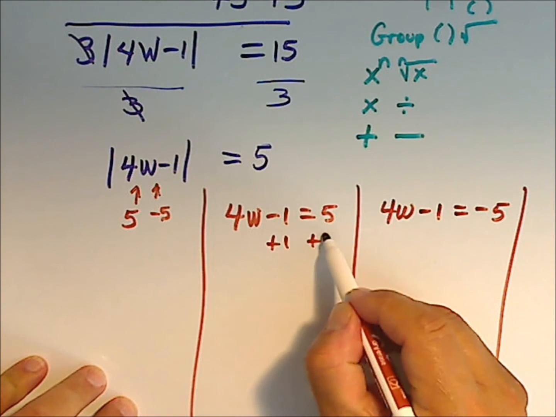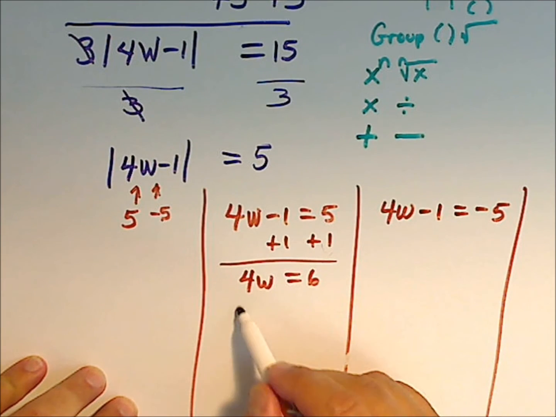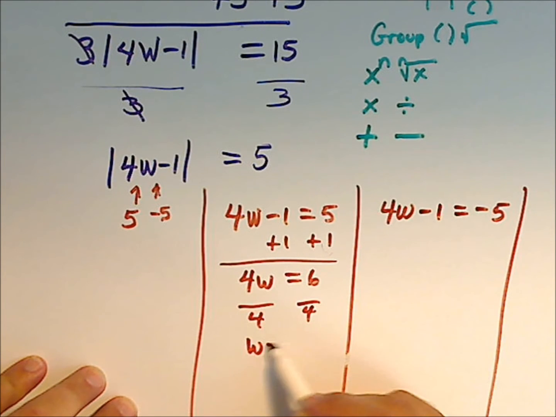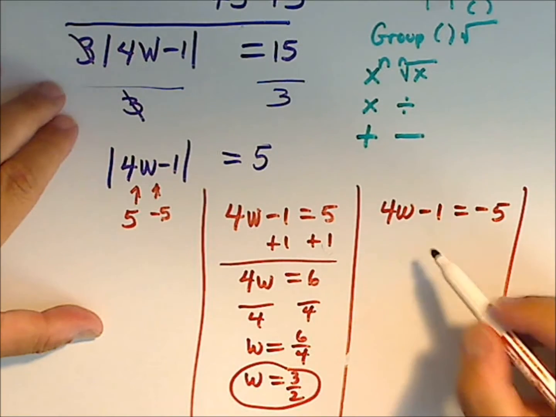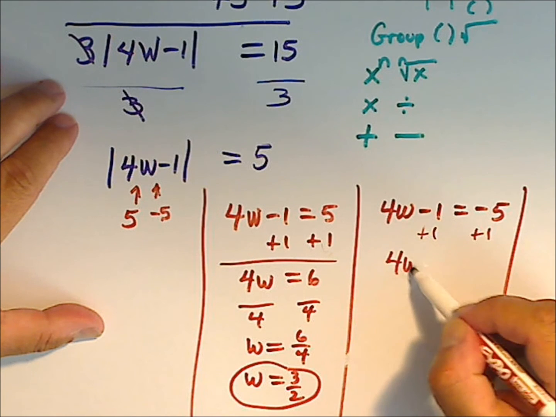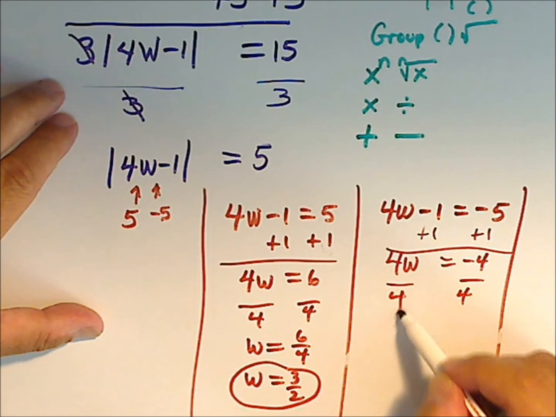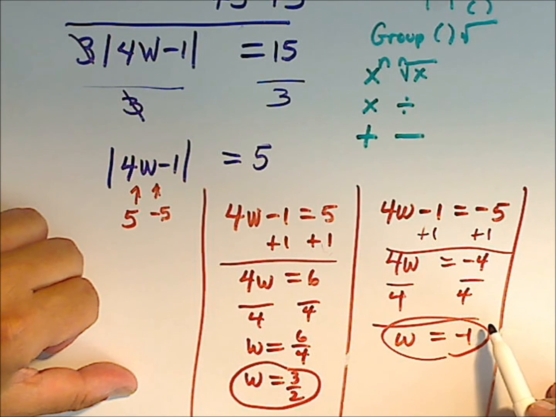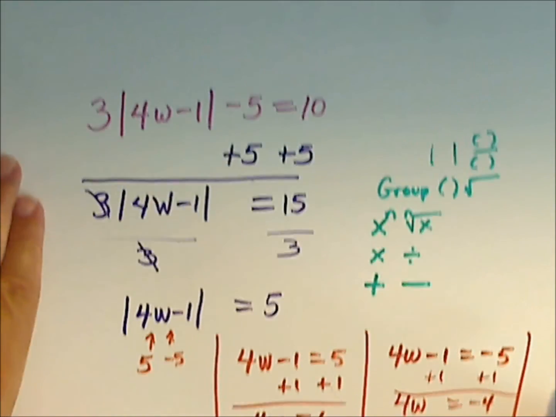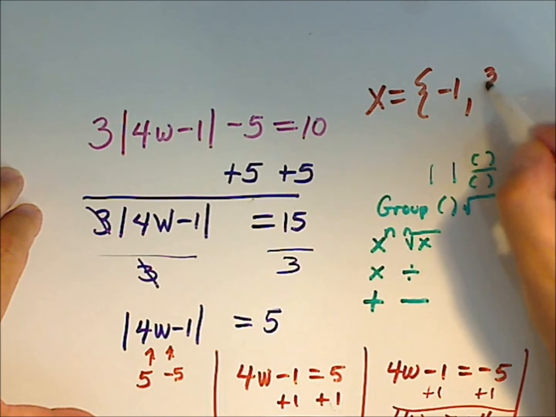Adding 1 to both sides. 4w is equal to 6. Divide both sides by 4. And w equals 6/4. Simplified, w equals 3/2. Okay. Add 1. 4w is equal to a -4. Divide both sides by the 4. And w is equal to -1. We have 2 solutions. We have both -1 and 3/2. Our solution should be w is equal to either a -1 or 3/2.